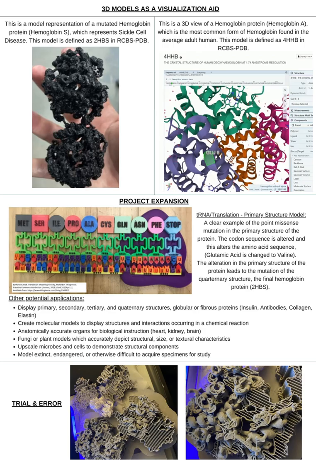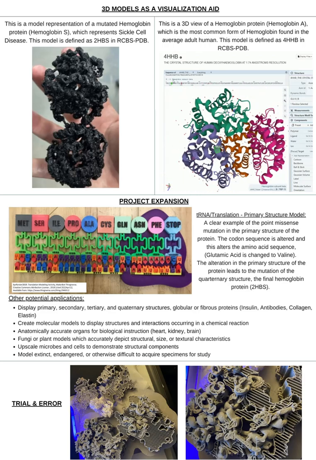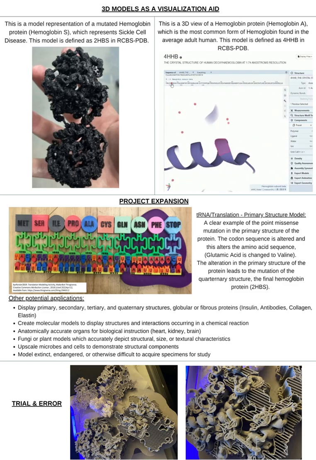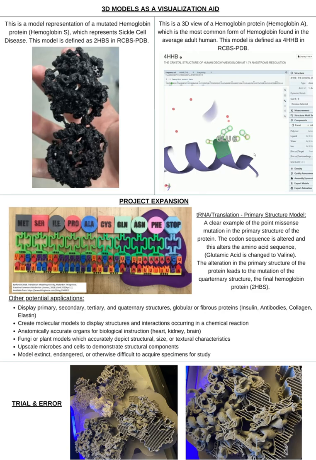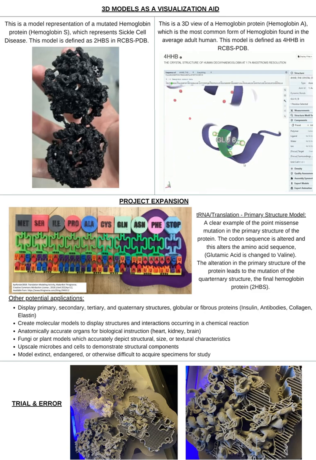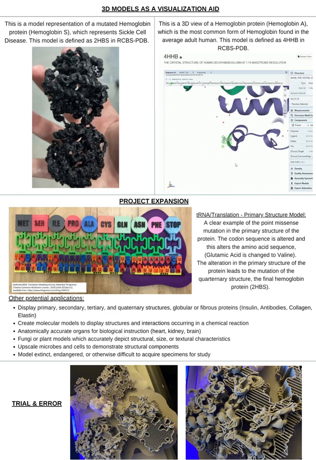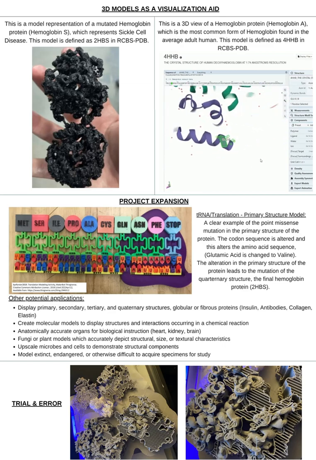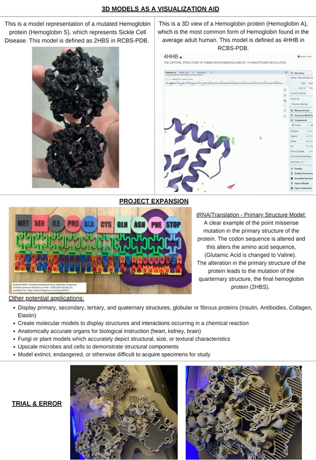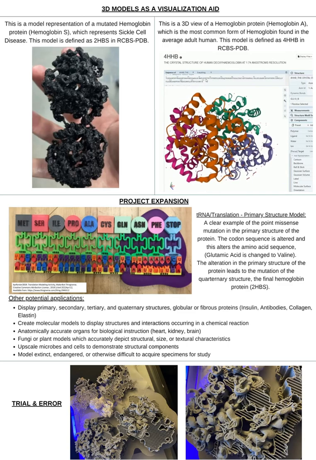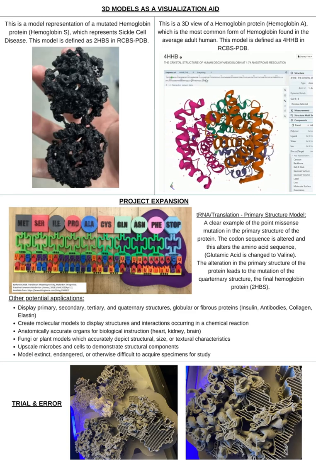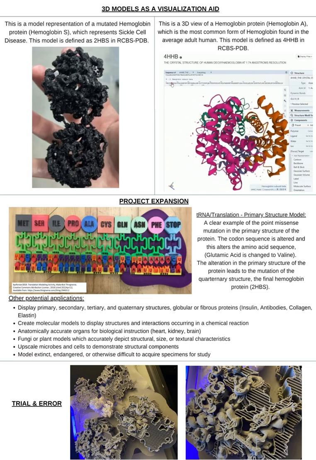This model represents a clear example of the point missense mutation in the primary structure of the protein. The codon sequence is altered, and this alters the amino acid sequence. This is where the glutamic acid is changed to a valine. The alteration of the primary structure of the protein leads to the mutation of the quaternary structure, the final hemoglobin protein, which is 2HBS. I believe that 3D modeling can be used in a wide variety of classes to better display concepts being taught.